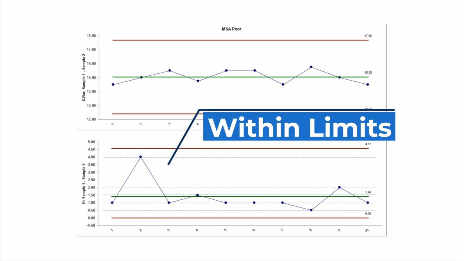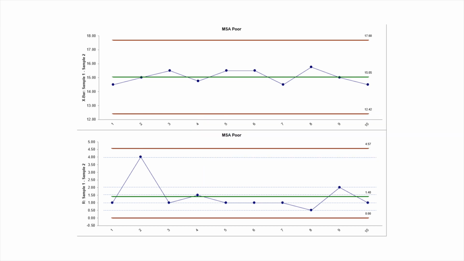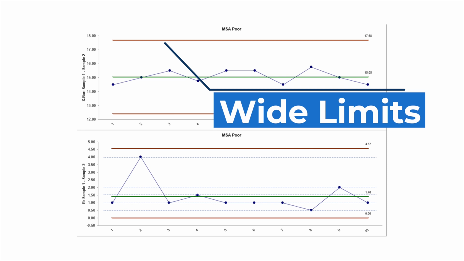So next we look at whether the R chart is in control. If so, then the appraiser is consistently repeating measurements. However, if it's not in control, the appraiser is not capable of consistently repeating measurement. So if we have adequate discrimination and our appraiser is capable of repeating measurement, i.e. good repeatability, then we can look at the Xbar chart. It has wide limits, meaning it's not capable of distinguishing between samples. So overall, in this example, we have a poor measurement system.